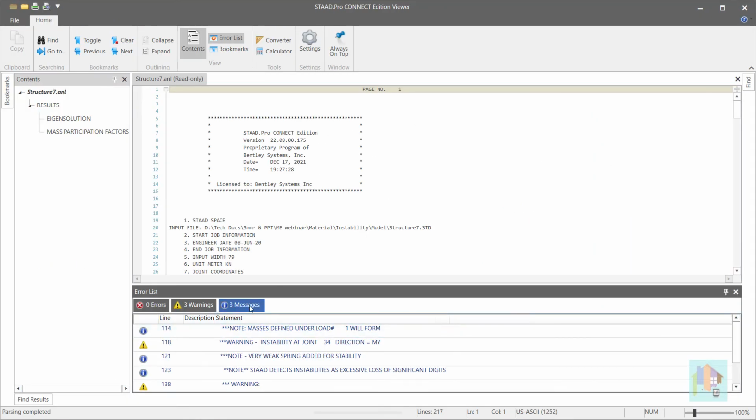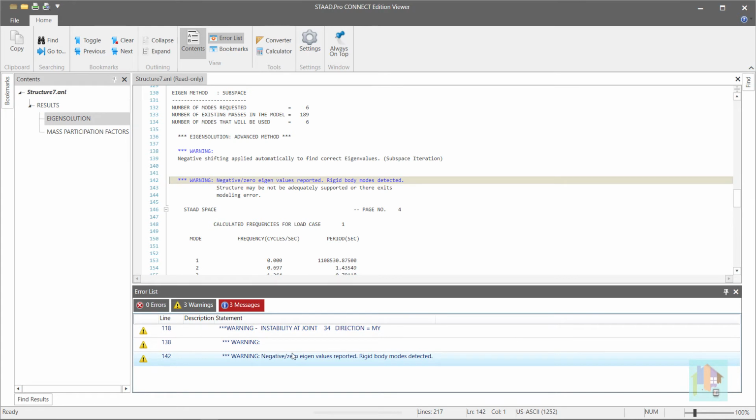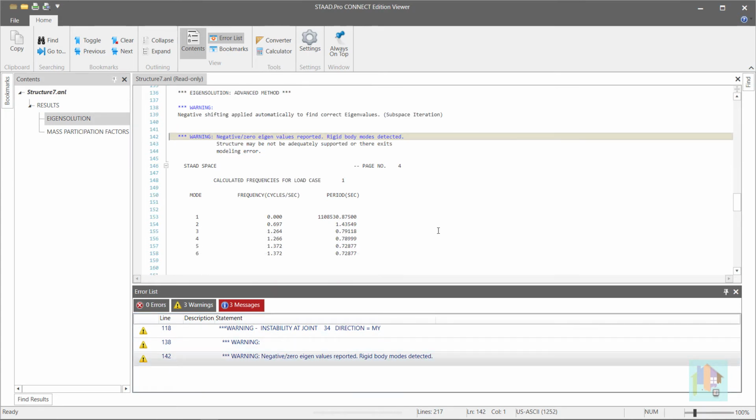In the output file, an instability message is reported in rotational y direction. Also, there is another warning related to eigenvalue. A rigid body mode is detected and probable reason is mentioned as modeling error or lack of support.